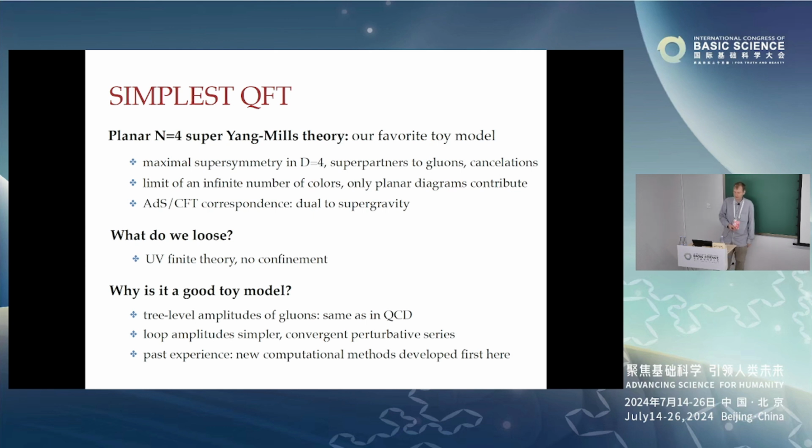It's a conformal theory. Now, why is it still a good toy model? Well, there are several indications. Well, first, the tree-level amplitudes of gluons are the same as in QCD. So once we calculate them in this theory, we get immediately the amplitudes of gluons in QCD, because at tree level, the superpartners don't propagate. So the difference between QCD and N=4 is just at loop level, it's a matter of some bookkeeping. There is no principal difference. They are the same. The loop amplitudes in this theory are simpler, of course.